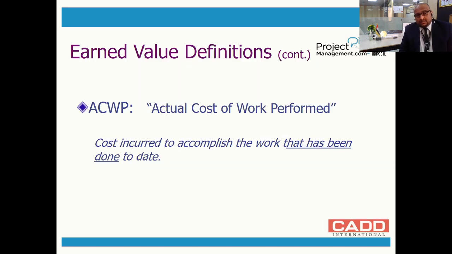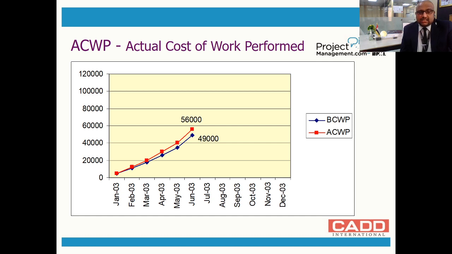Then we have the actual thing, that is, actual cost of work performed. The cost incurred to accomplish the work that has been done to date. This is what actual cost of work performed, or the actual value, is all about. That is the amount spent by you to accomplish the work that has been done. What you have spent for the work you have done. The money spent by you for the action completed. And here is the graph. I have run a graph which is going slightly over the budget, and it shows that it was planned at 49,000, but we are going as per 56,000. So it's actually slightly over the budget.